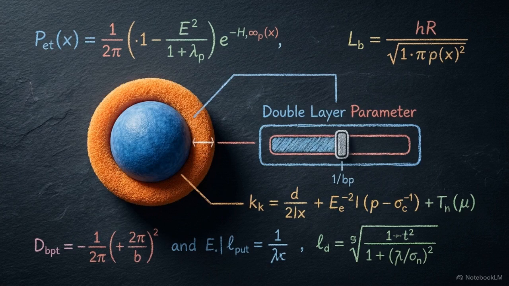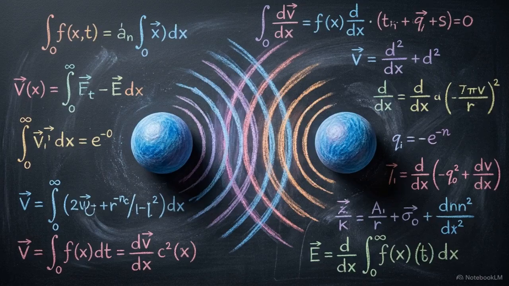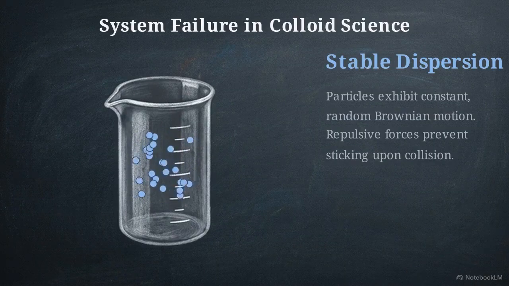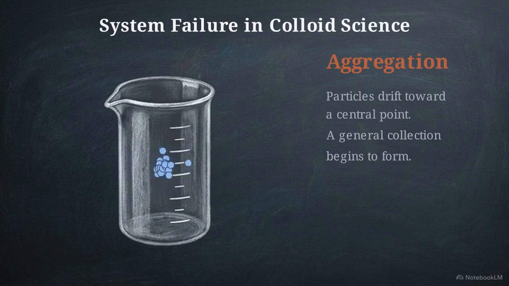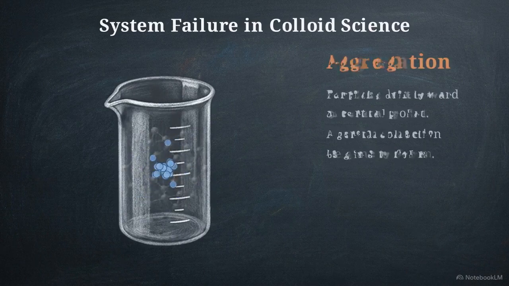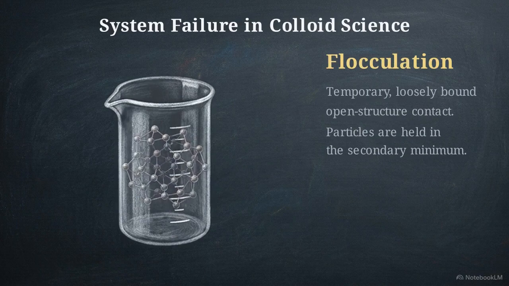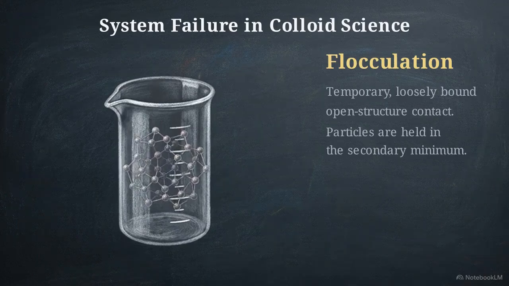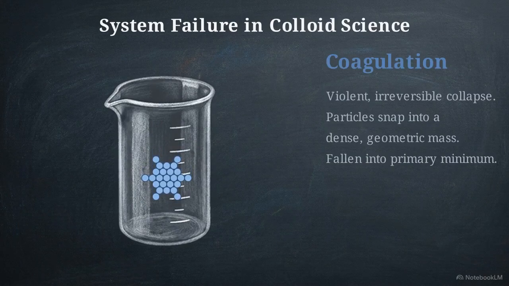Controlling the specific geometry and potential of this microscopic electrical double layer is the singular lever engineers have to manipulate particle repulsion and prevent a colloidal dispersion from collapsing. In colloid science, the terminology of system failure is exact. Aggregation is any general collection of particles. Flocculation is a temporary, loosely bound, open structure contact. Coagulation occurs when particles aggregate so closely that the system cannot be easily redispersed.